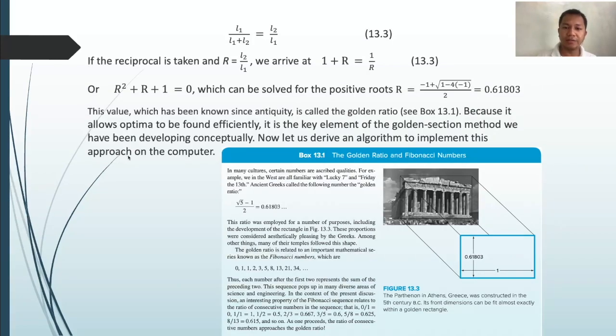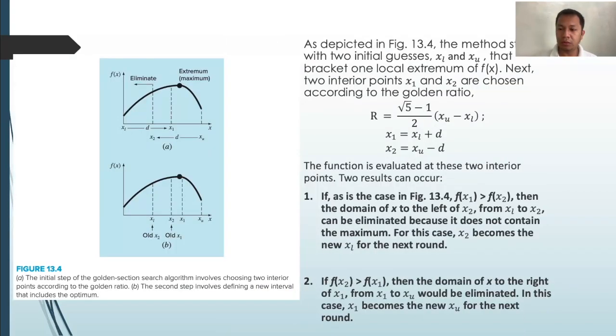Let us now derive an algorithm to implement this approach on the computer. As shown in figure 13.4, the method starts with two initial guesses, xl and xu, that bracket one local extremum of f of x. Next, two interior points x1 and x2 are chosen according to the golden ratio. That is, d is equal to the square root of 5 minus 1 over 2 times the quantity xu minus xl, and x1 is equal to xl plus d, and x2 is equal to xu minus d.